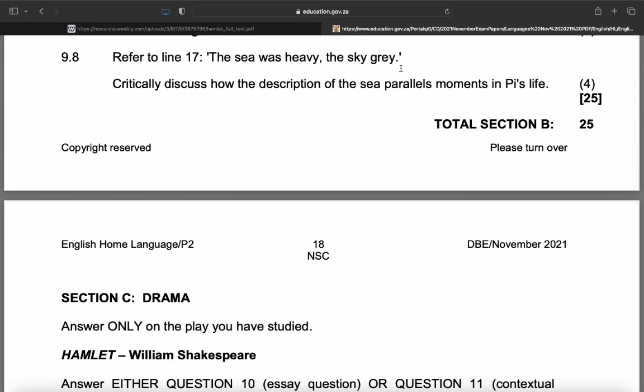Okay, very easy. But for 4 marks, the first mark will be a deep sense of despair. Second mark will be hopelessness. Third mark could be death of his family, being alone. Fourth mark will be he struggles to be optimistic. Okay, struggles to have hope because of his adverse circumstances.